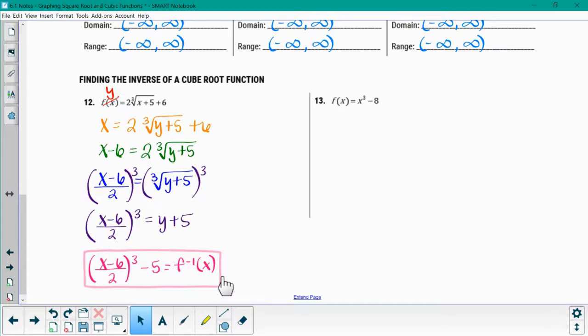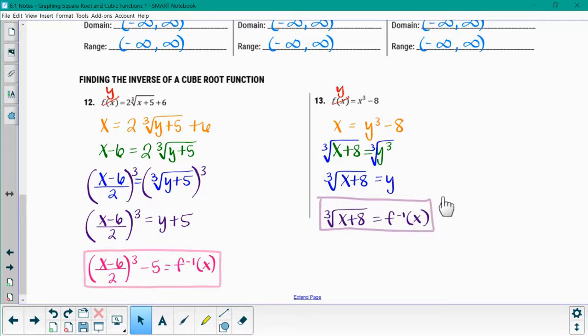For number 13, going to change f of x to y, switch x and y, add 8 to both sides, take the cube root of both sides, and then I'm going to change y to be f inverse of x.